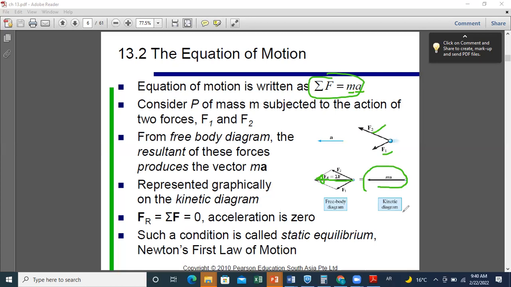Okay. Now, in case the sum of forces is equal to 0, then there is no acceleration. And this can be a static equilibrium or a dynamic equilibrium. Static equilibrium means no motion. Dynamic equilibrium means motion, but with constant velocity, without acceleration. So in this way, we'll be back to the first law of Newton, which you used in statics.